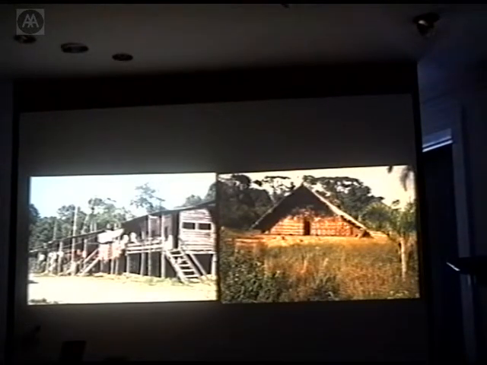On the left, the Iban of Sarawak and Brunei. Long houses, which sometimes are up to 300 metres in length. Very few of those survive, but 100-metre houses are not uncommon. And certainly ones like this, which are about 30 or 40 metres, are numerous and contain whole villages.